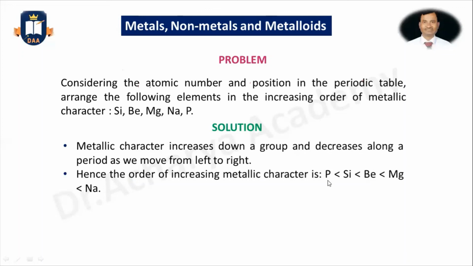So in this way, if some elements are given to arrange in respect of metallic or nonmetallic character, then we have to consider that metallic character increases down the group and decreases along a period as we move from left to right. These two factors we have to consider, and we have to check the periodic table, and accordingly we will get the answer like this.